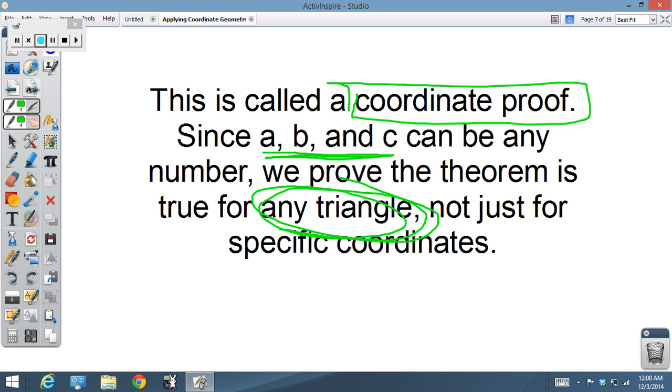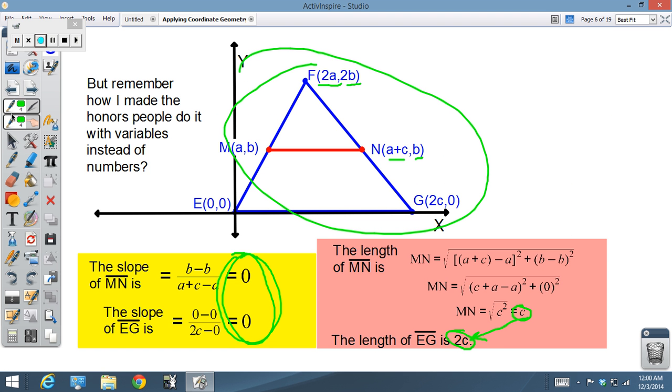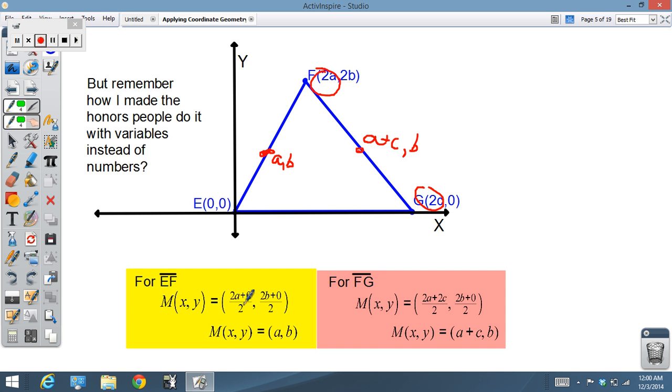Now, you notice we used a little trick. I used 2A, 2B, and 2C instead of using just plain old A, B, and C. We did that because I knew I was going to be using the midpoint formula. And of course, the midpoint formula involves dividing stuff by 2. So it made it a lot easier to use 2A here and 2B here so that we came up with a midpoint that wasn't a fraction. If I'd just used A and B, I'd end up with fractions here, and I don't want to mess with that. That's why we use 2A, 2B, 2C instead of just plain old variables.